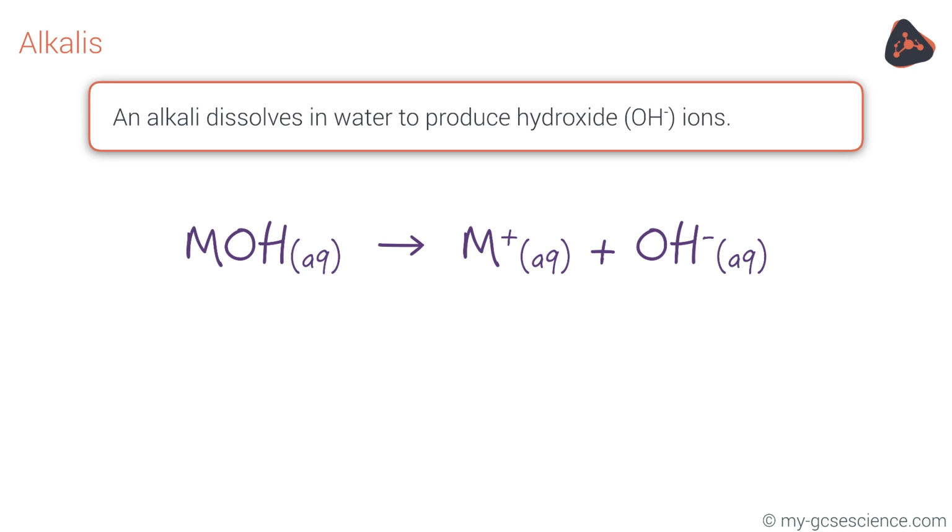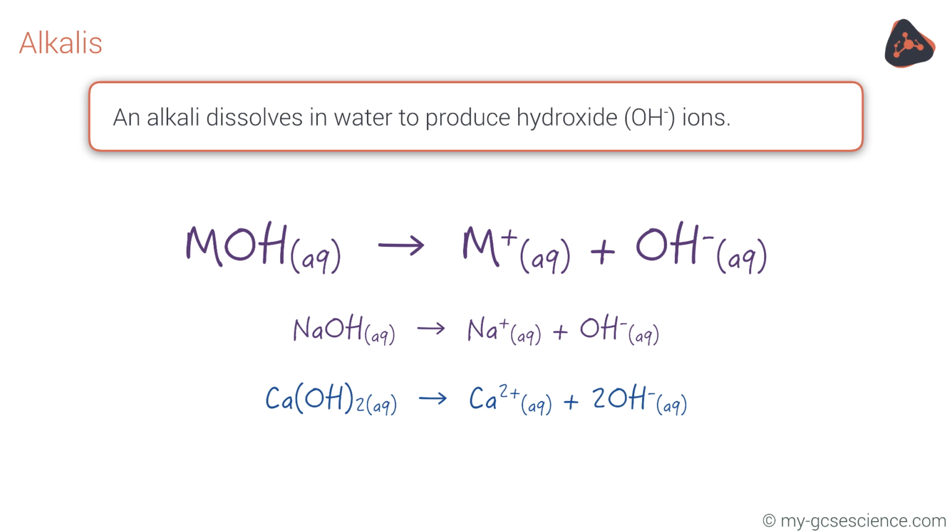Examples of this using some common alkalis would be, for example, sodium hydroxide, breaking down into sodium ions and hydroxide ions when they dissolve in water. Calcium hydroxide has a slightly different formula because calcium is in group 2, and so it has a 2+ charge. Because a hydroxide ion has a 1- charge, we need 2 hydroxide ions for every 1 calcium ion. So when calcium hydroxide dissolves in water, we get a calcium 2+ ion and 2 hydroxide ions.